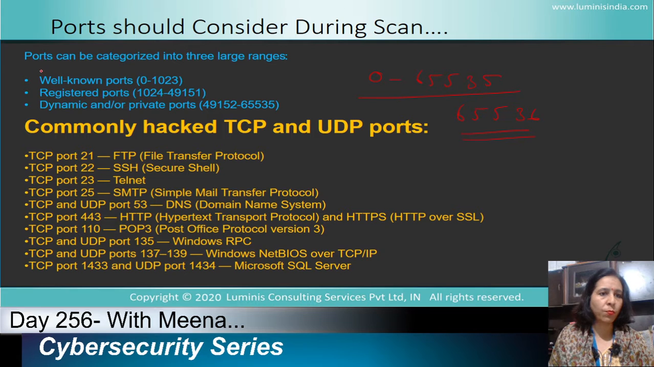Port number 0 to 1023, that means a total of 1024 ports, are assigned as well-known ports, whether for your FTP, Telnet, SSH, or other services we are using. Certain ports are allocated, for example port number 80 for HTTP.